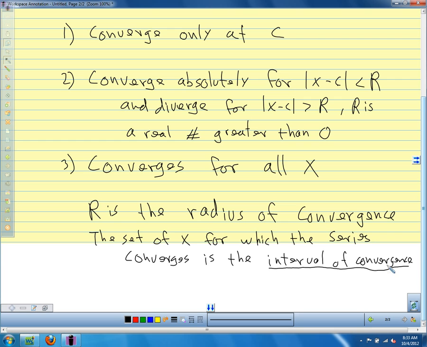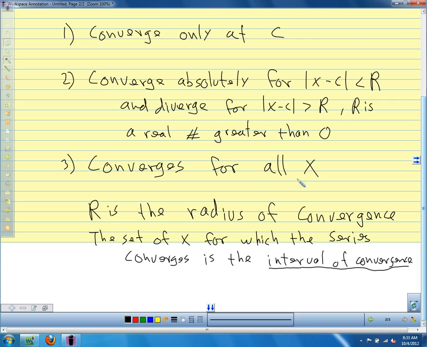So we have a radius of convergence. It tells us how far around our c, our center point, the point that we expanded about, we have convergence, and we call the set of x values the interval of convergence. Is that only for the third condition or for the second? Well, for the third condition, we'd say the interval of convergence is infinite.